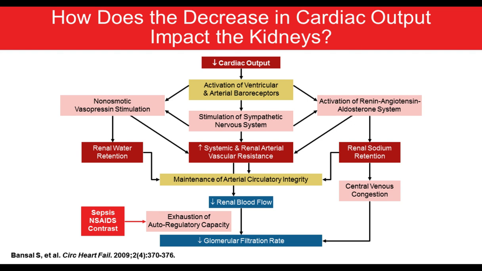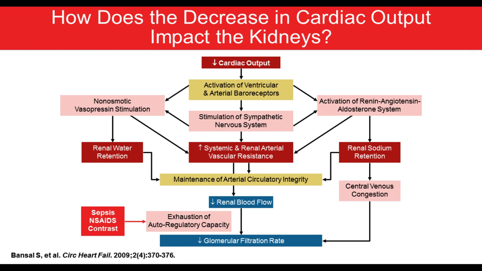So if there is a decrease in the cardiac output, the baroreceptors do not get perfused very well, they get stimulated, and they bring on the compensatory mechanisms to bring enough volume to the baroreceptor area so that you have perfusion to the vital organs. So what are those compensatory mechanisms? Stimulation of the baroreceptors leads to stimulation of the sympathetic nervous system, activation of the renin-angiotensin-aldosterone system, and activation of vasopressin. And what do these different neurohormones do for you?